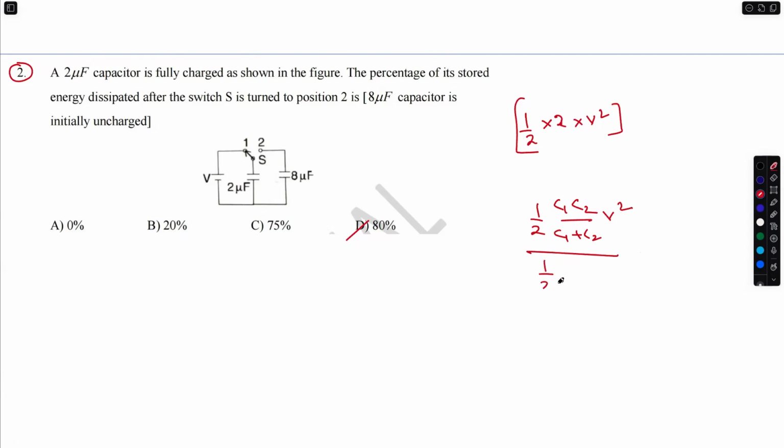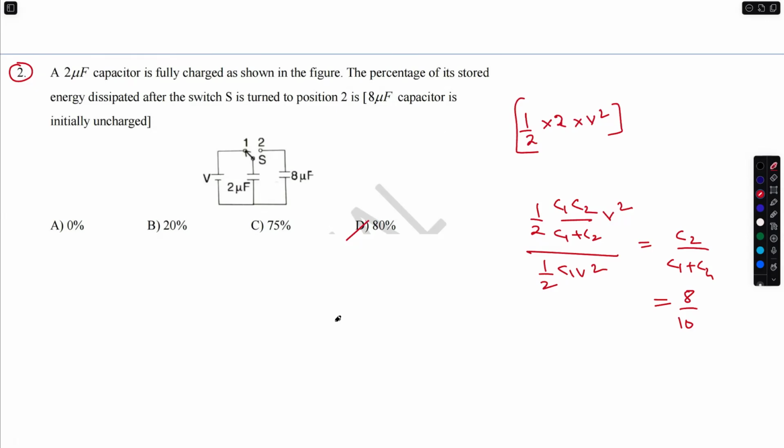And initially the charge is this. So finally this fraction is going to be C2 by C1 plus C2. C2 is 8, C1 plus C2 is 10. 8 by 10, 0.8. Percentage, 80 percent. Do you know this or not? Where formulas are not known, will you derive now? It will take a lot of time.